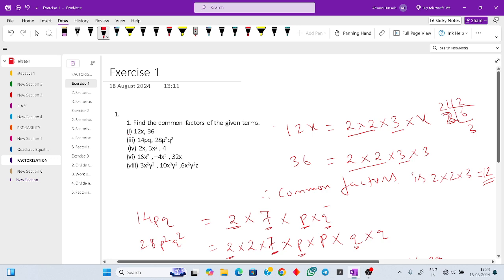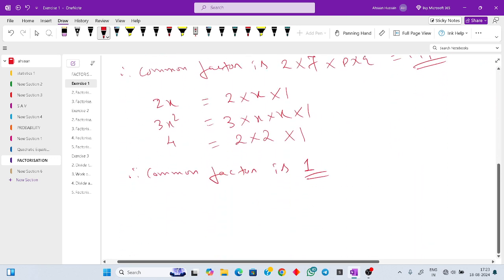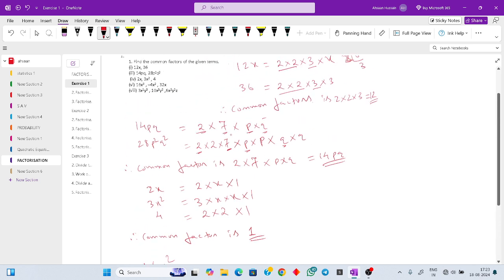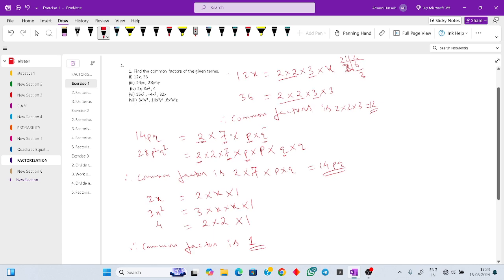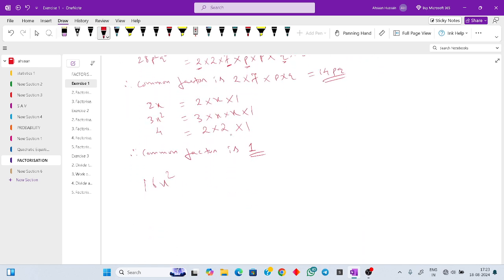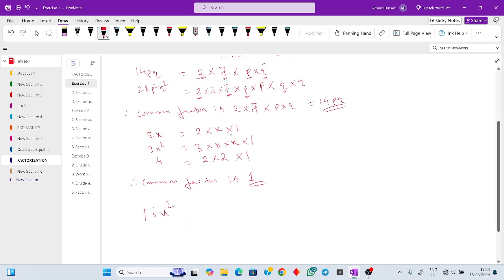Next question is 16x cube minus 4x square and 32x.